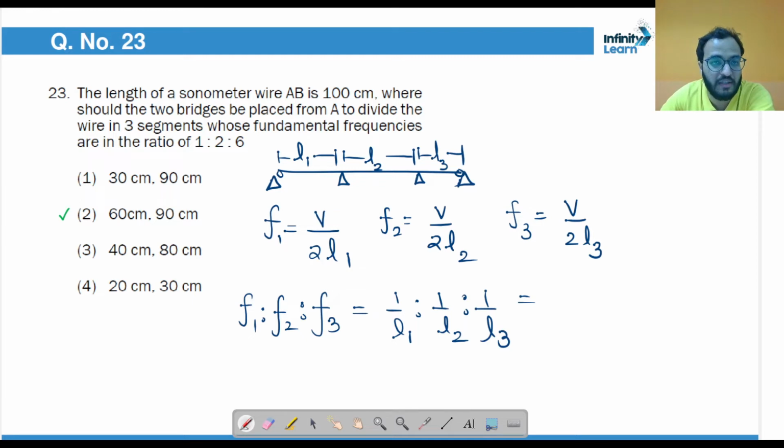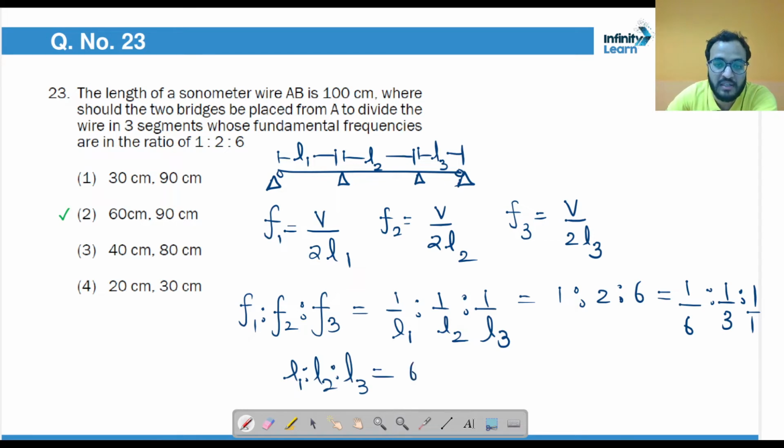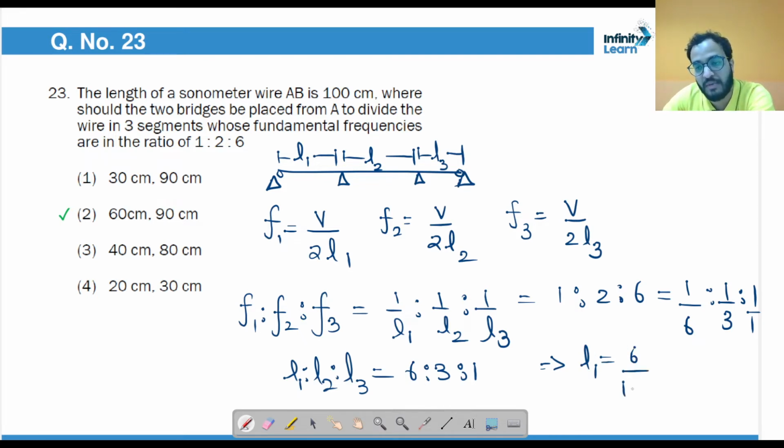Now F1 is to F2 is to F3 is 2 is to 6. If we divide the whole of this equation by 6, it will become 1 by 6 is to 1 by 3 is to 1 upon 1. So on comparison, we can say L1 is to L2 is to L3 is 6 is to 3 is to 1. So what is L1? It is 6 by 10 into 100, that is 60 centimeter. And what is L2? 3 by 10 into 100, that is 30 centimeter.